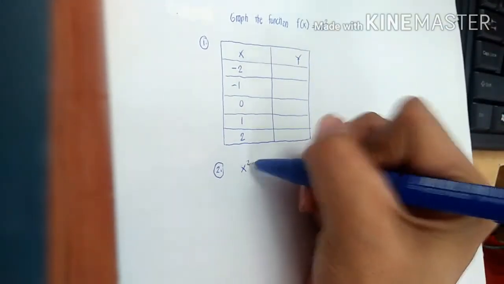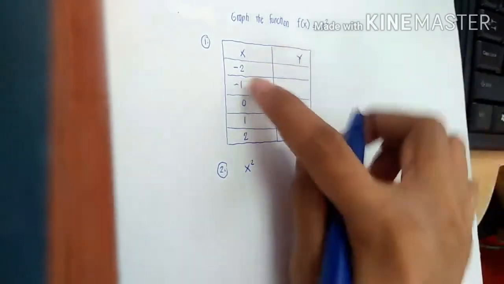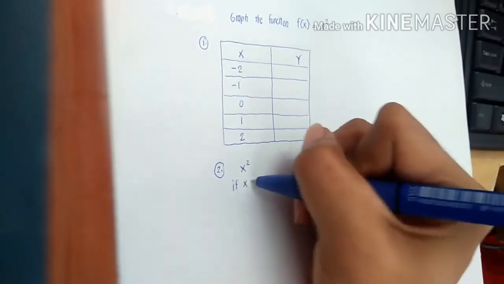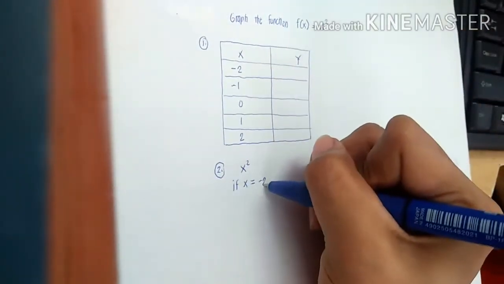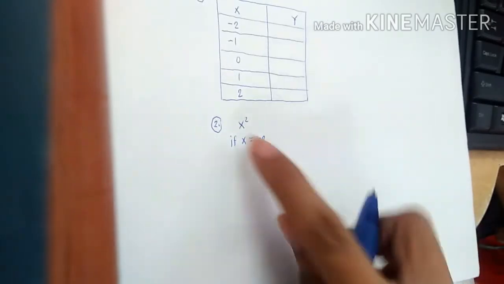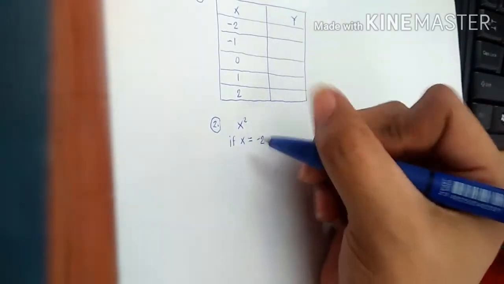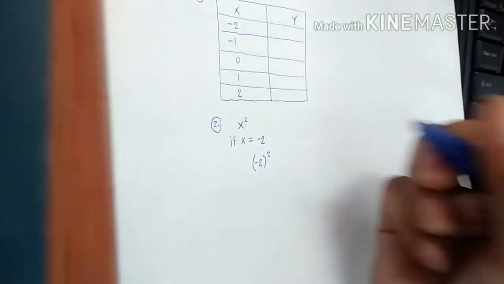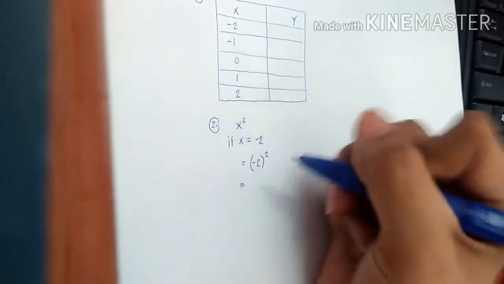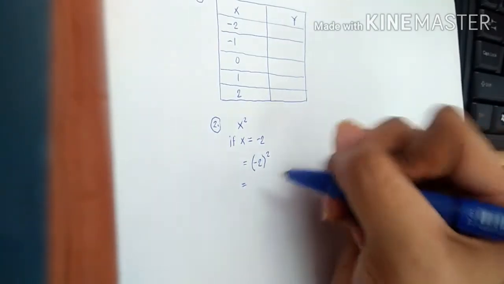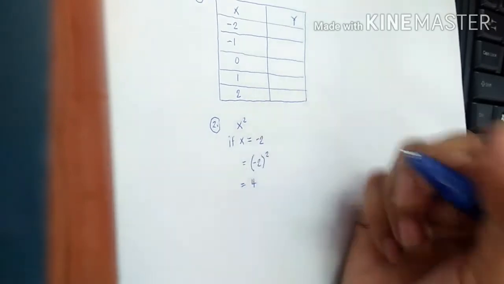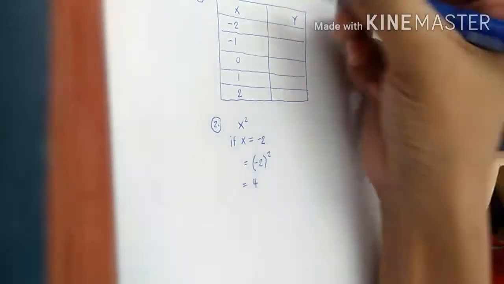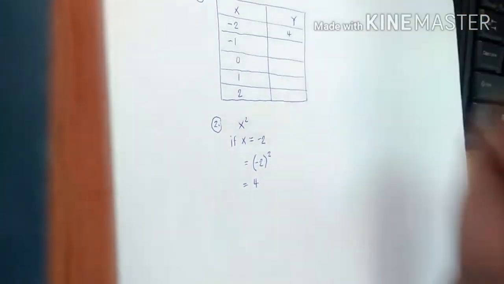So x squared, right? If x is equal to negative 2, all you need to do is substitute. What is the value of your x? It is negative 2. Then don't forget the squared. So this will be negative 2 times negative 2, which is positive 4. So when x is equal to negative 2, y is 4. We need to put 4 there.